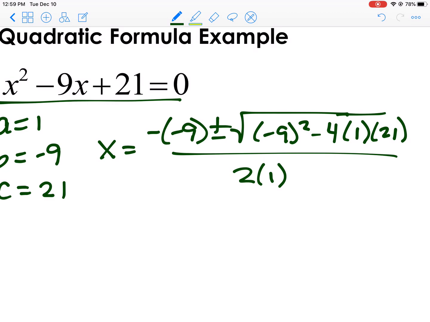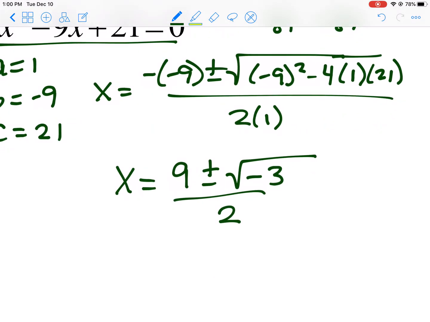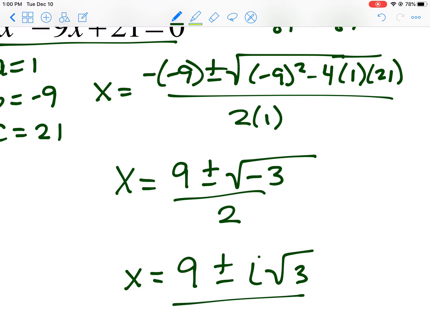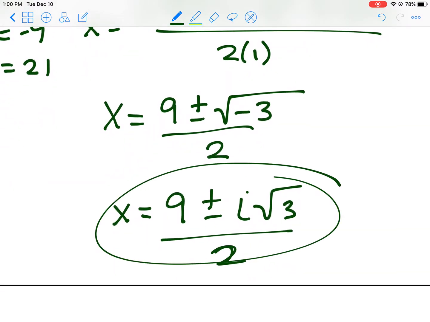Now, I don't know where I've placed my calculator. So let's see here. Negative 9 squared, that's 81. Minus 4 times 1 times 21, that's going to be minus 84. So I think we'll get negative 3 for our discriminant. X equals 9 plus or minus the square root of negative 3 all over 2. Now we're going to simplify the radical. The square root of negative 3, we can pull that negative out as an i. So we've got i root 3 all over 2. That takes care of that one.